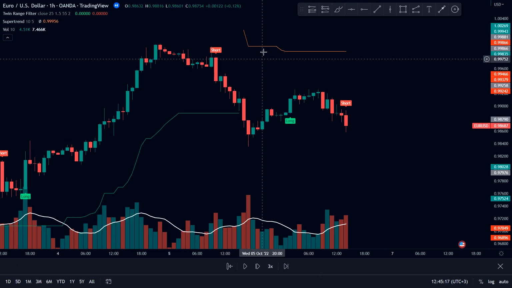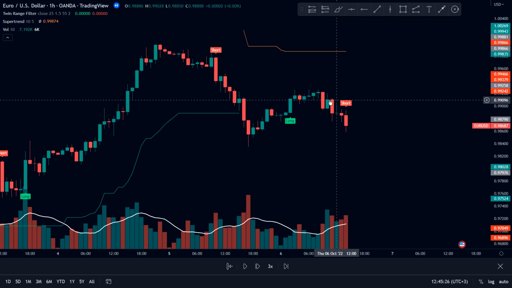First, the super trend indicator should be colored red and the price should be trading below it. Second, the volume bar of the volume indicator should be above the moving average, you know, this guy right here. And then the last condition is for the twin range filter to print a short signal.